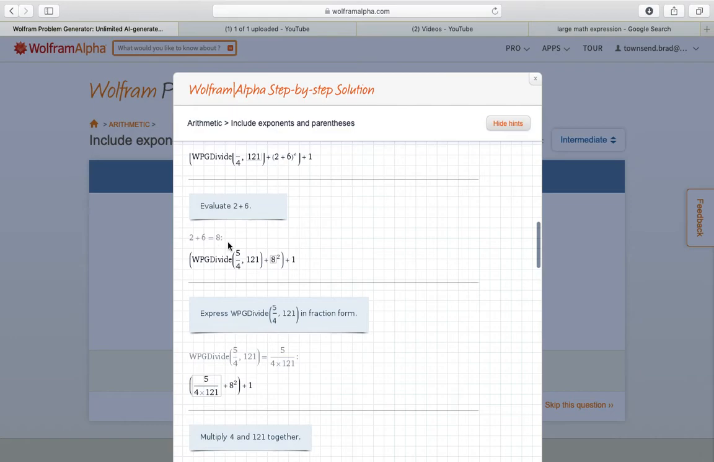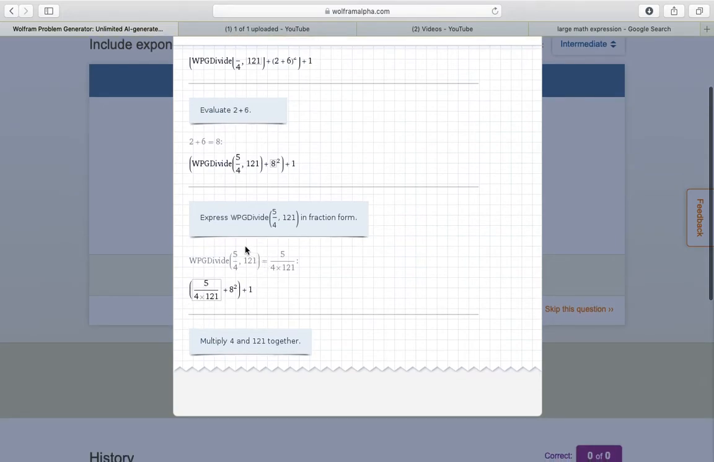And then that 8 goes in. See how I'm going diagonally into this slot here? So that's 8 squared plus 1, and then you have divide 5 over 4, 121. And then here they used evaluate, here they're using express. So express usually means that you're saying it's the same thing in a different way. And then divide 5 over 4, 121 in a fraction form. So here's the 5, that's where that came from.